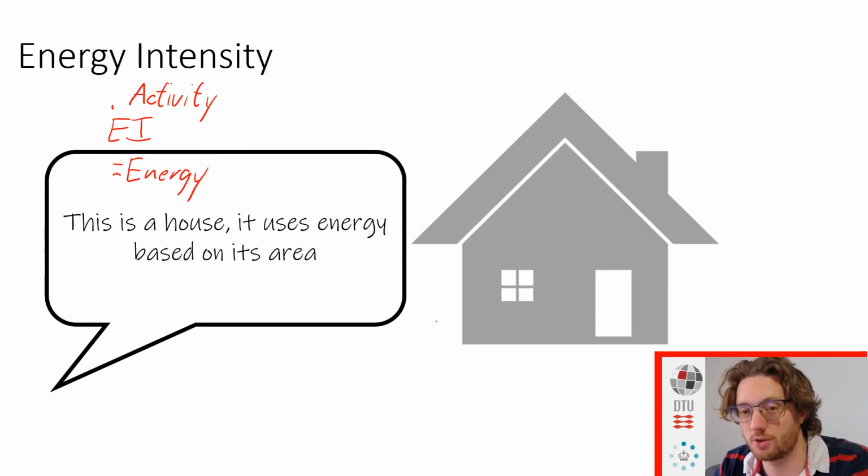You can do the same thing for cooling. You can do the same thing for industrial processes as well, where you have maybe the energy intensity of producing cement multiplied by the activity of how much cement needs to be produced. This is a very common method that is used in LEAP.